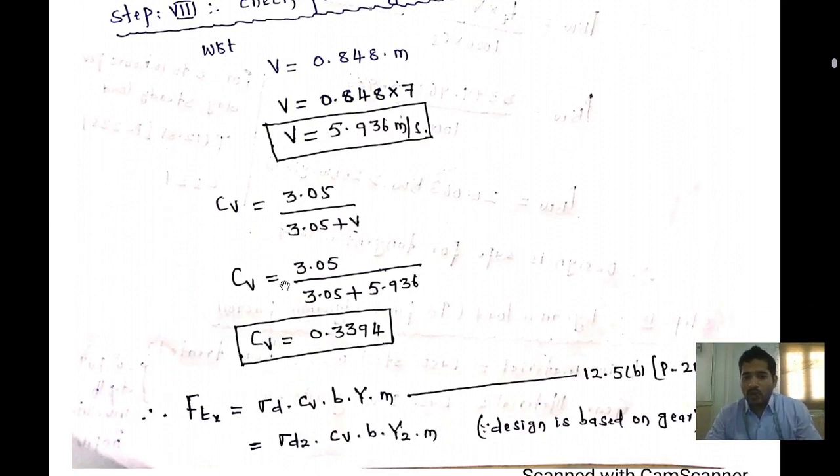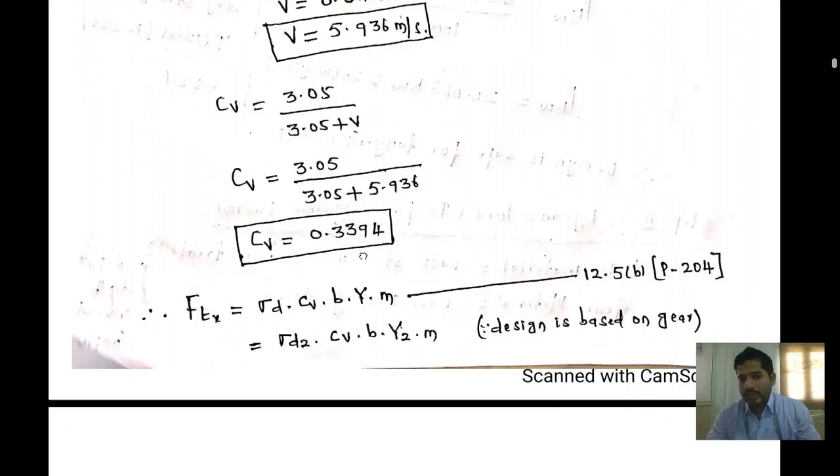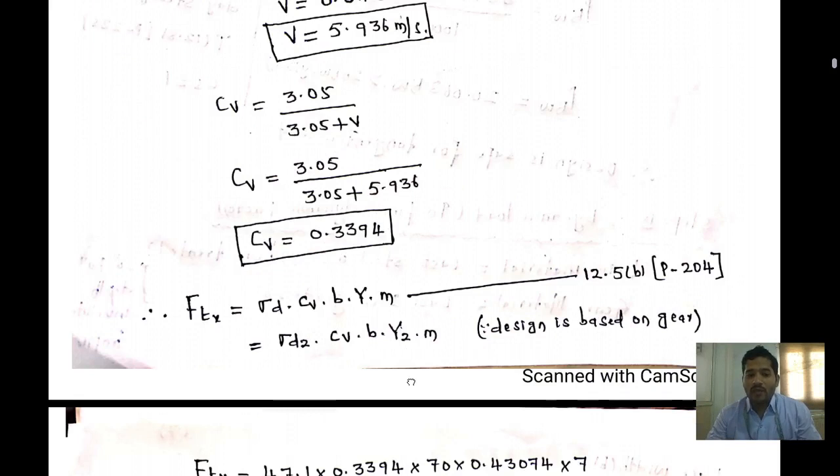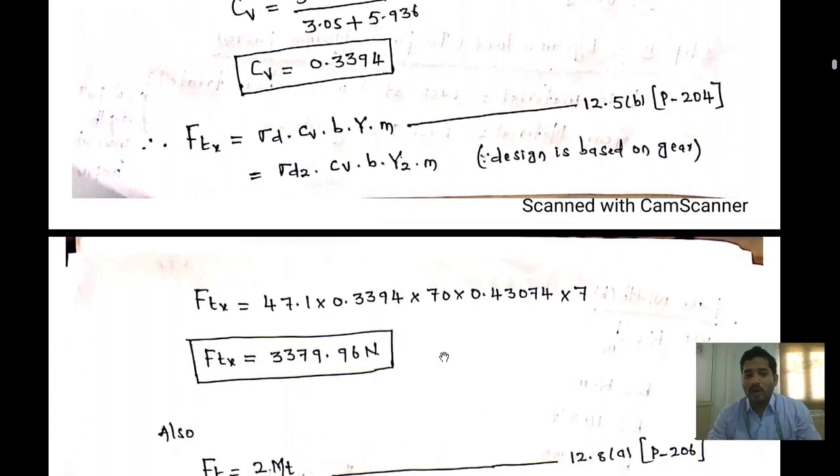If you divide the whole value with the help of a calculator, then you will get the velocity factor, which is 0.3394. After getting the value of Cv, we need to find out the tangential force, because on these teeth the tangential force is acting, as well as the radial force. Is it right? So we have the formula for the tangential force, because the force is acting tangentially on the surface of the teeth.